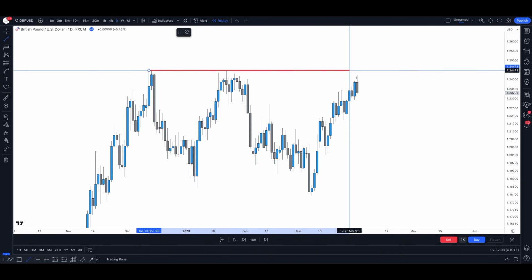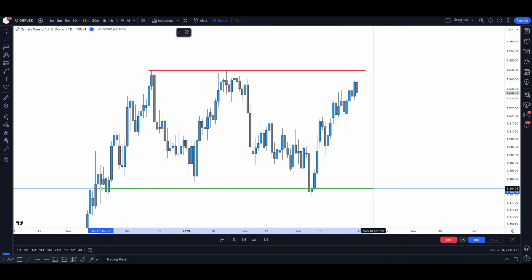Resistance is an area, usually drawn as a line, that in theory will cap price and stop price from going any higher. Support is the opposite. It acts as an invisible floor for price. However, this basic way of trading support and resistance is very predictable and therefore very dangerous.